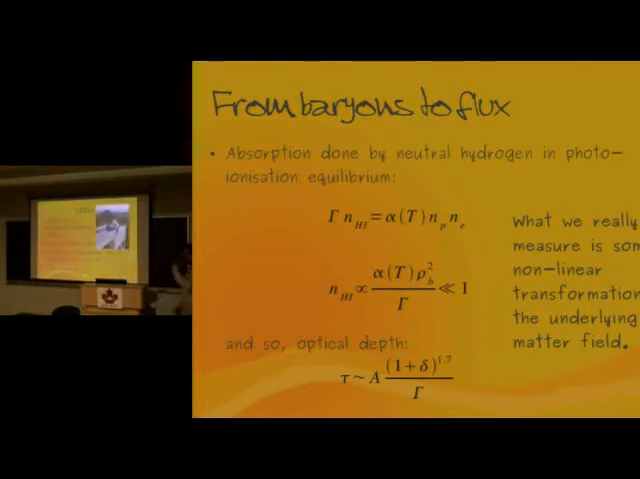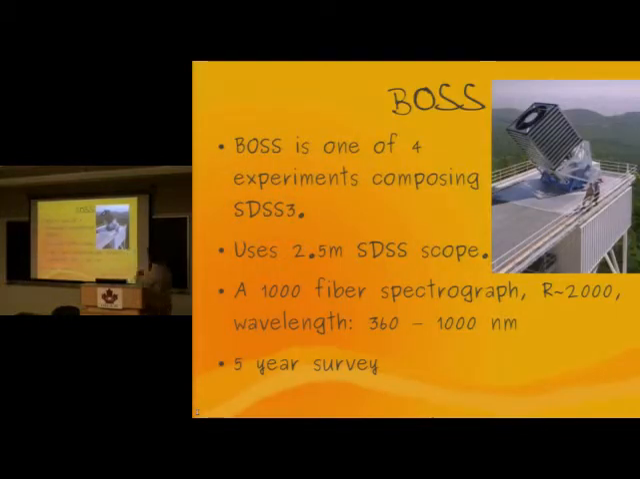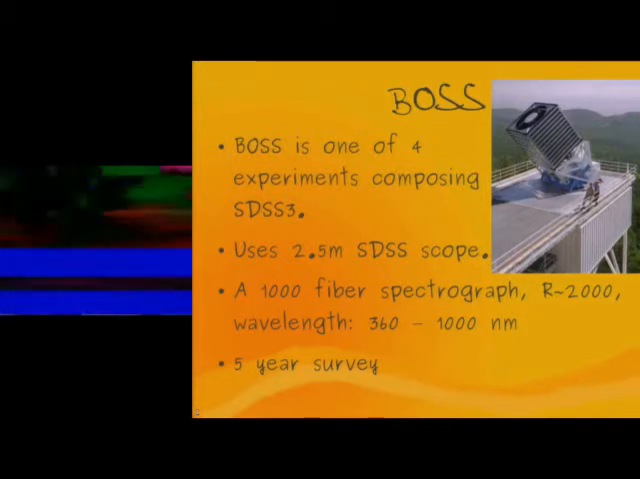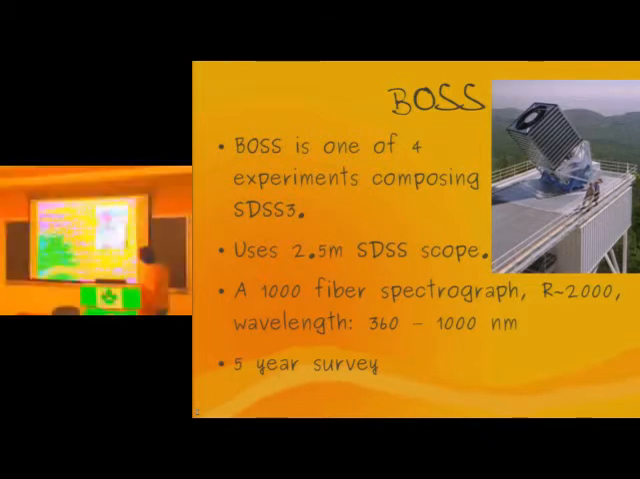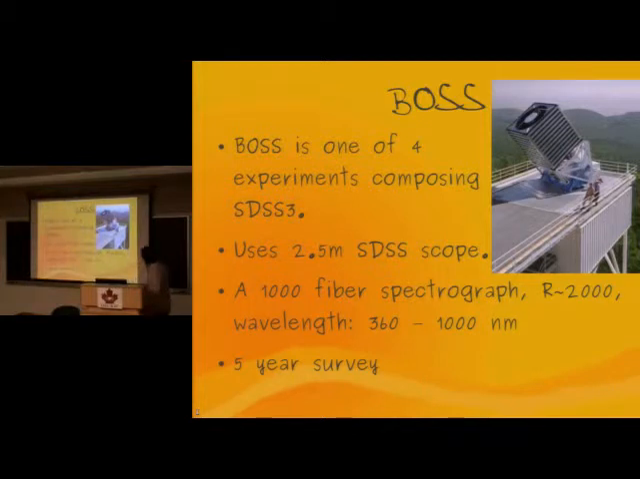So this is how the Lyman-alpha forest works, and I'll talk a little bit about BOSS, the experiment with which we try to measure the Lyman-alpha forest. It's one of the 4 experiments composing SDSS 3. SDSS 1 and 2 were extremely successful, and now we have SDSS 3. BOSS is actually a spectrograph, which is 1/4 of SDSS 3. It uses the 2.5 meter SDSS telescope at Apache Point Observatory. Here's the telescope. It has a big building that goes over the telescope to enclose it.